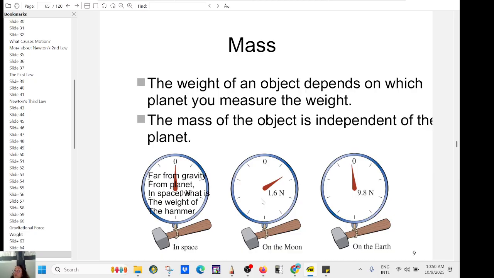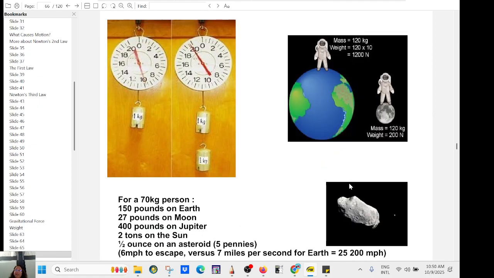If you go to the moon, 1 kilogram will weigh 1.6 Newton, which is 6 times less than on Earth. So gravity on the moon is divided by 6. The weight is divided by 6, but the mass is the same. And 1 kilogram, which is about 2 pounds on Earth, has a weight of about 10 Newton.